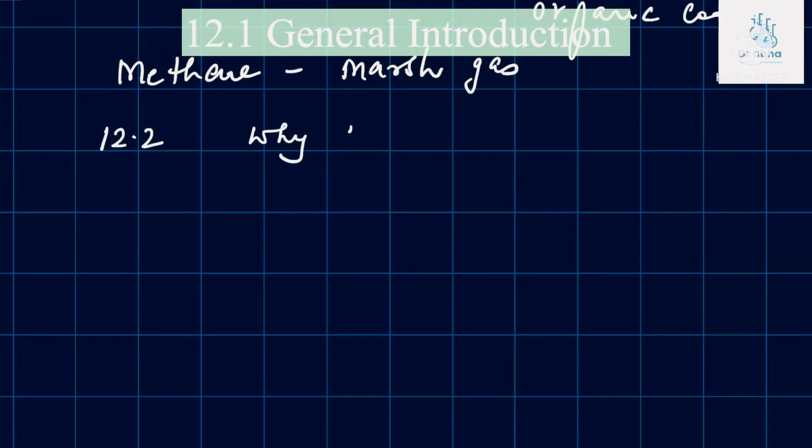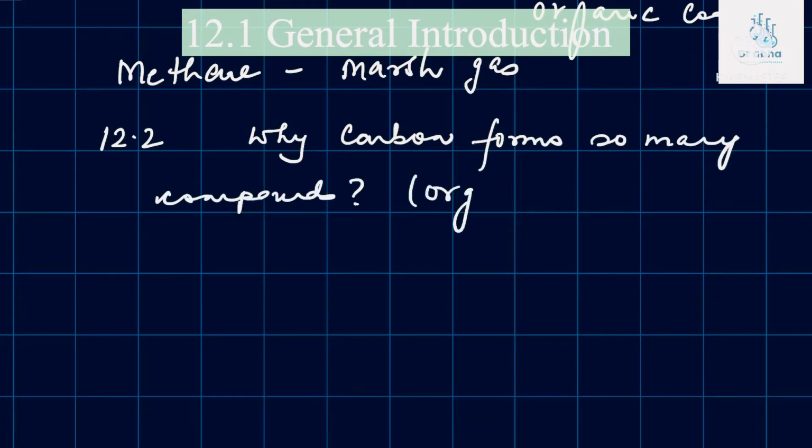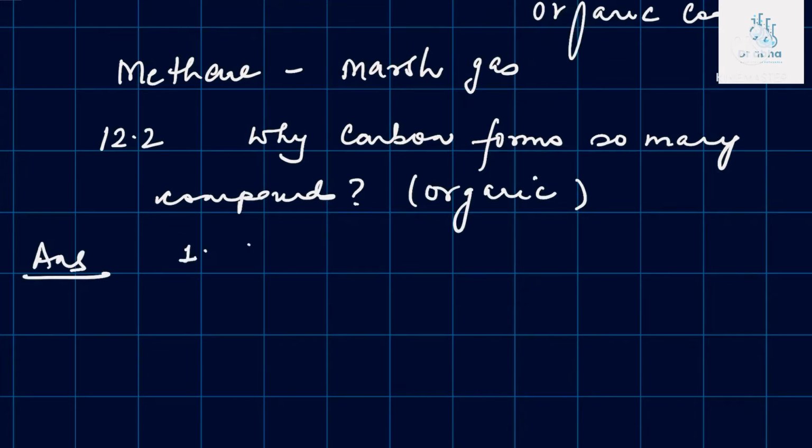Why does carbon form so many organic compounds? So many compounds, I'm talking about organic compounds. The first reason is it is tetravalent. Carbon के 4 valency होती हैं, right?